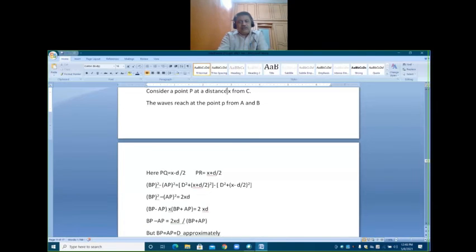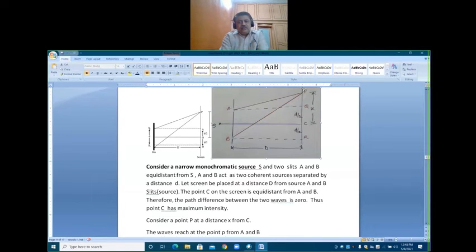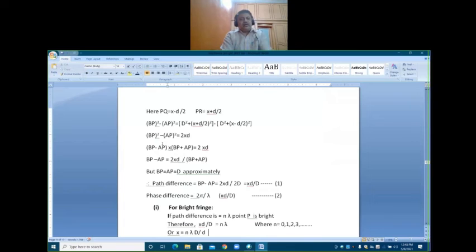I will show you once again. See, AP is this, BP is this. So we have considered the triangles APQ and BPR. In this, PR is D, AQ is also D, PQ is x minus d by 2, whereas PR is x plus d by 2. So applying Pythagoras theorem, we get BP square minus AP square is equal to D square into bracket.